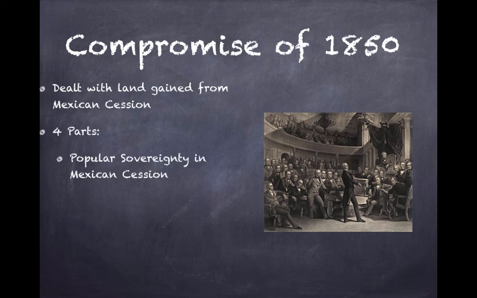Number 1, popular sovereignty in the Mexican cession. So if you remember, popular sovereignty means that people living in the territories will decide if it will be a free or a slave state. It's not politicians, it's the people living there.